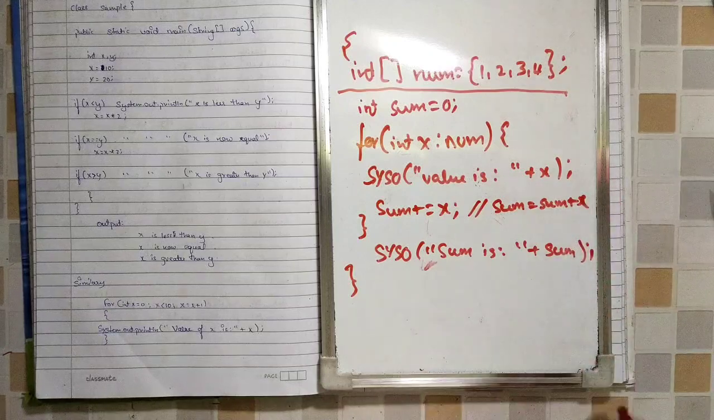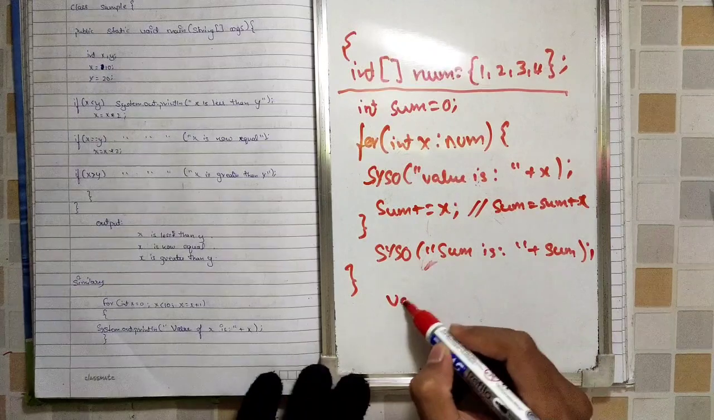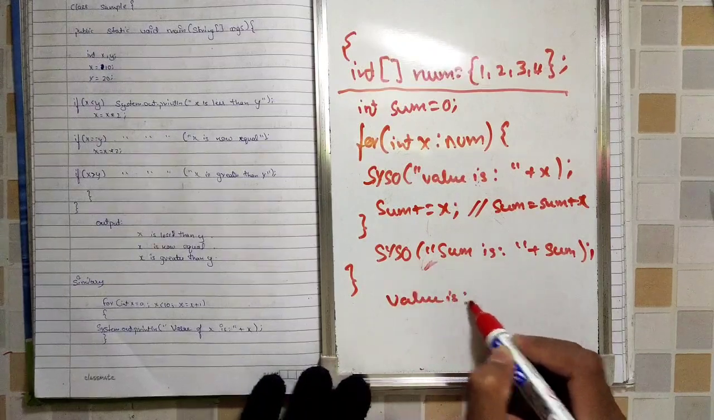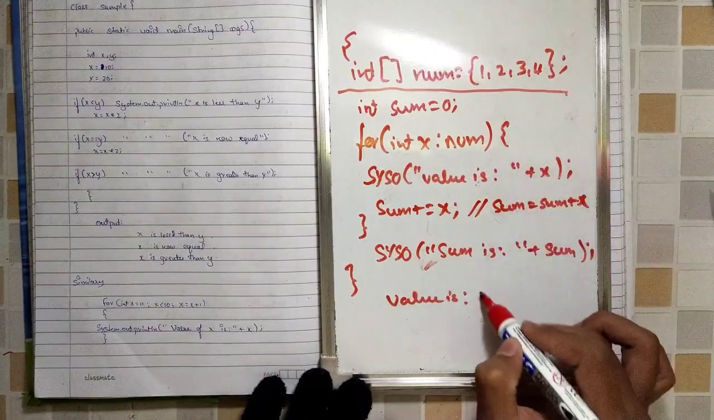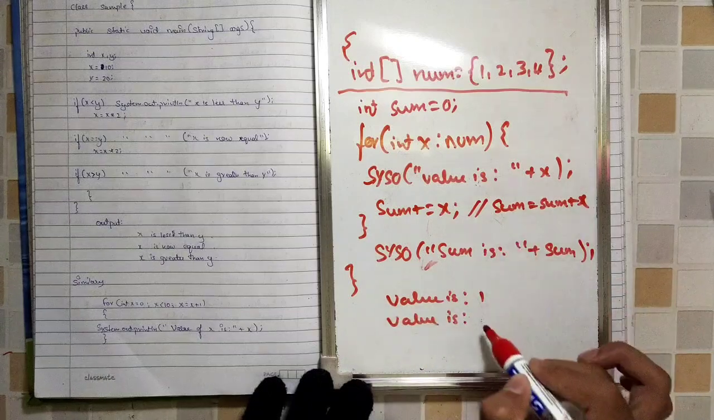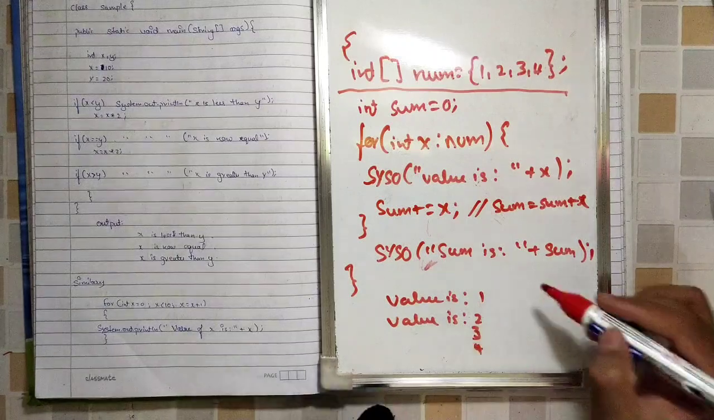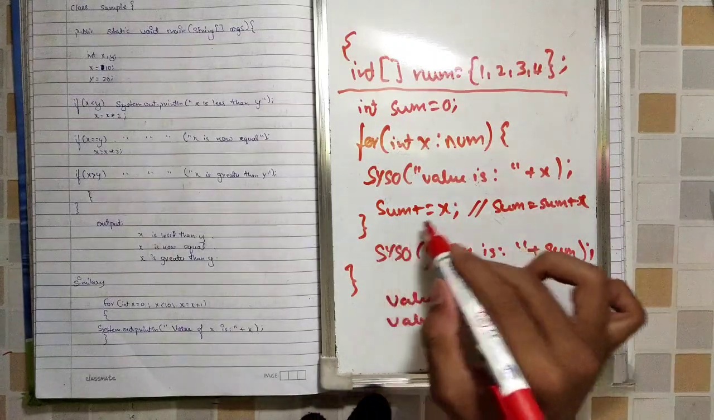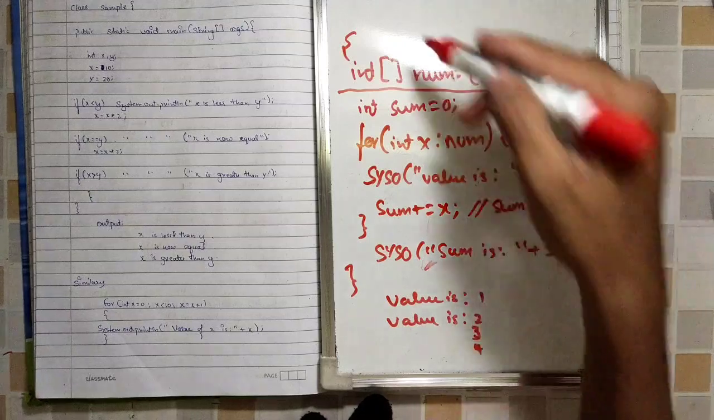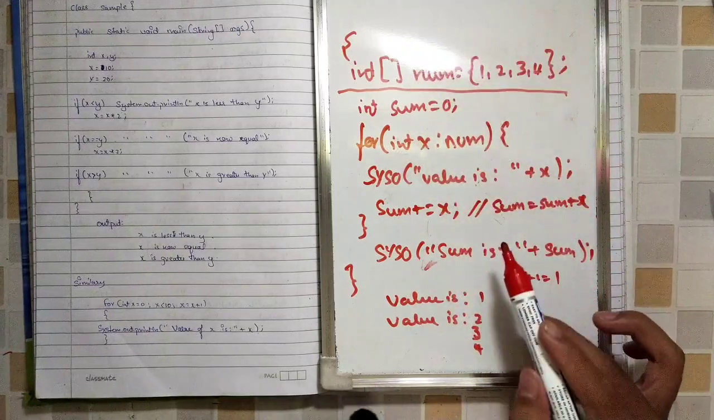Okay, now let us see what my output will be. Here my output is: value is 1, then value is 2, and so on, 3 and 4. Then what happens? It was 1, right? Sum was initially 0, so 0 plus 1 is 1.